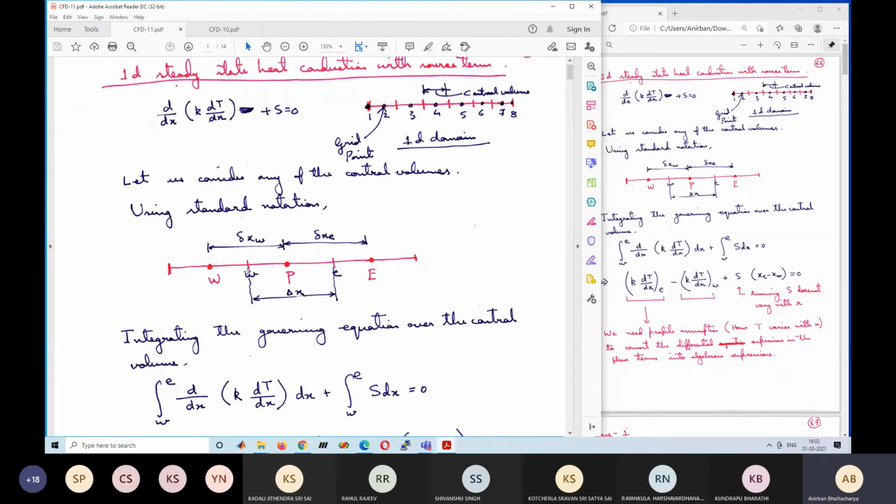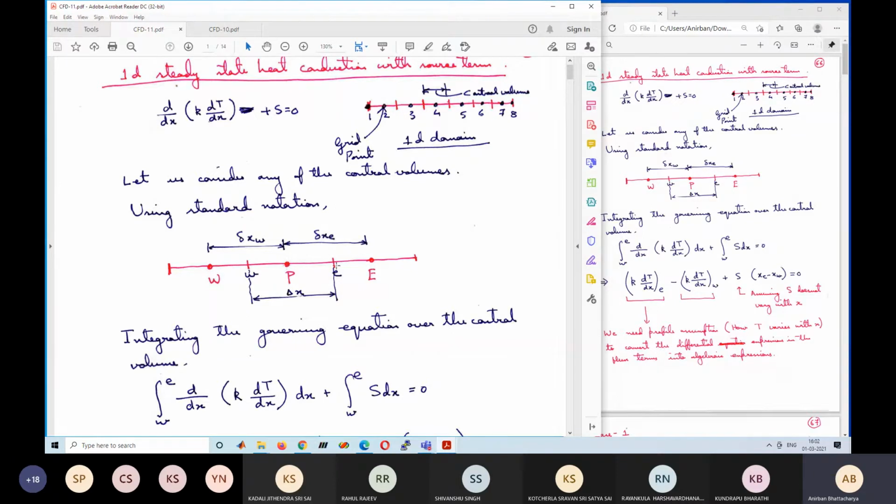The control volume goes from small w, which is the west face of the control volume, to small e, which is the east face of the control volume, and has a length of delta x. So remember, the control volume is from small w to small e, and has a length of delta x, and P is at the center of this control volume and is the grid point.